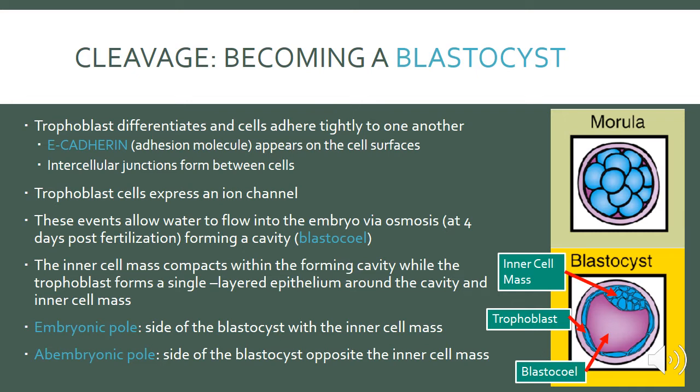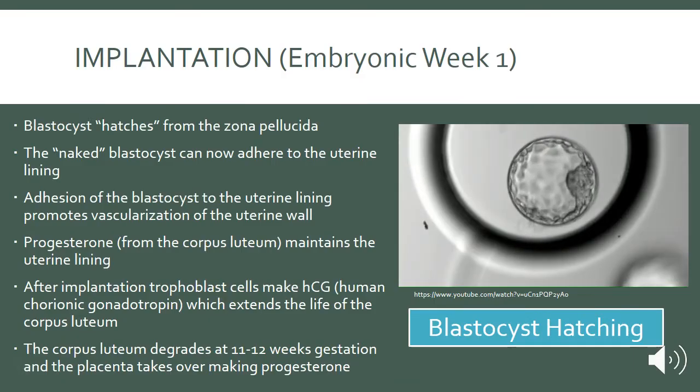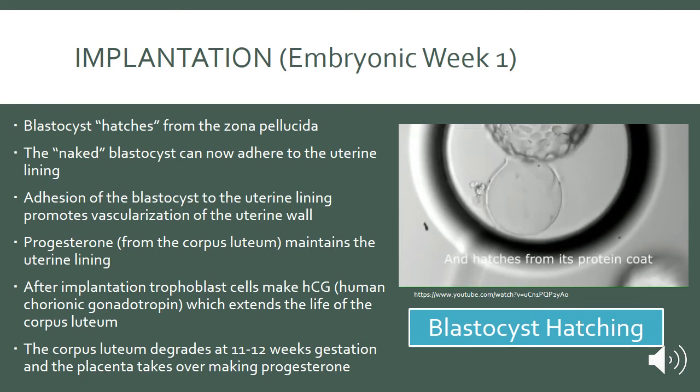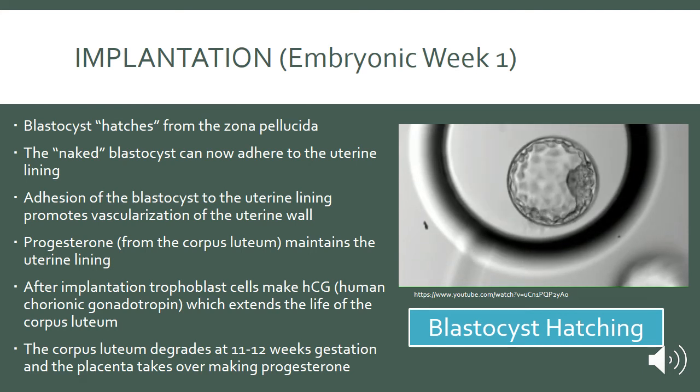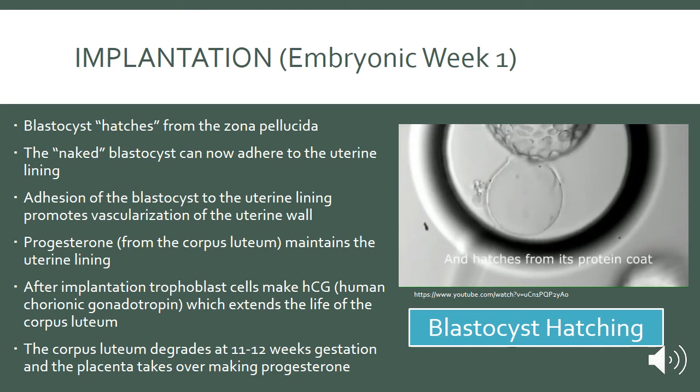Once the embryo has become a blastocyst, it's now ready for implantation. And that process starts with hatching. So we don't really think of human eggs and embryos as hatching, but they do. They have to escape the zona pellucida, and that's what's being shown in the video here. Once the blastocyst is outside of the zona pellucida, it's now able to attach to the uterine lining.